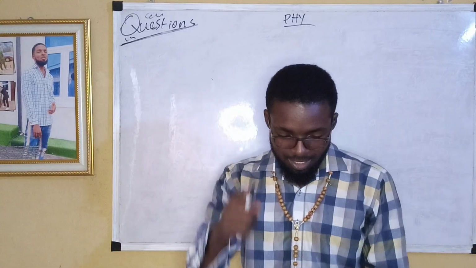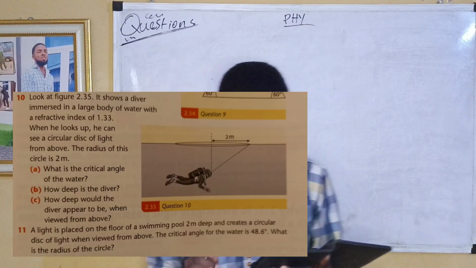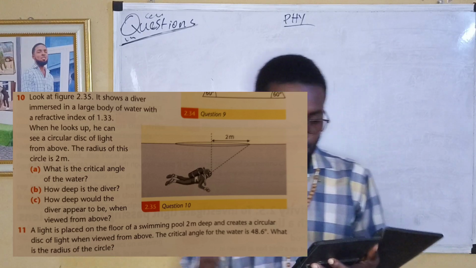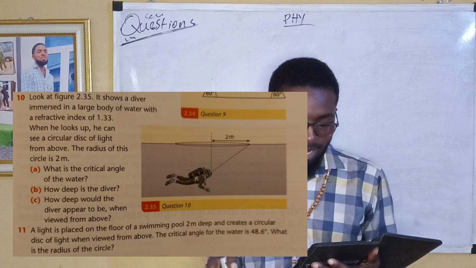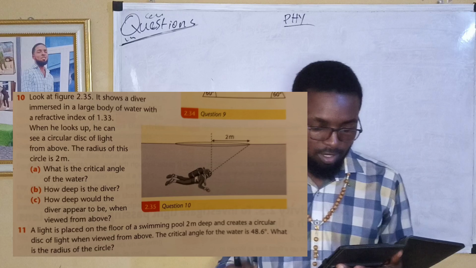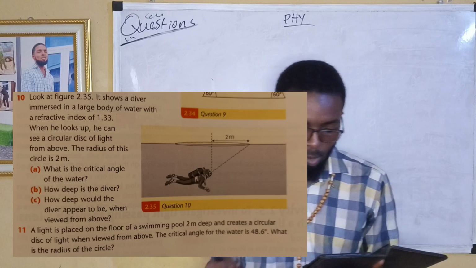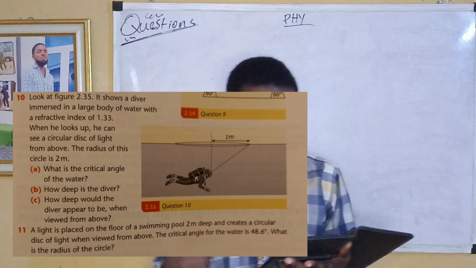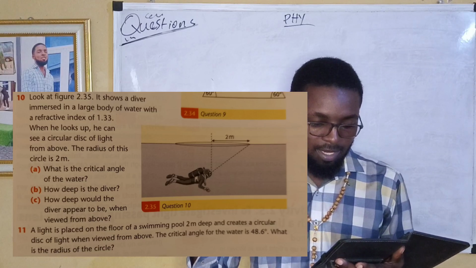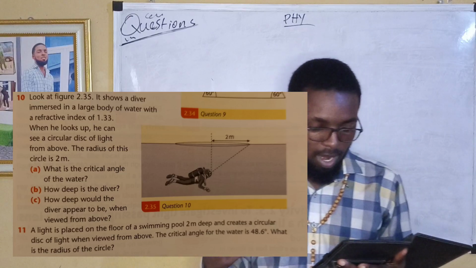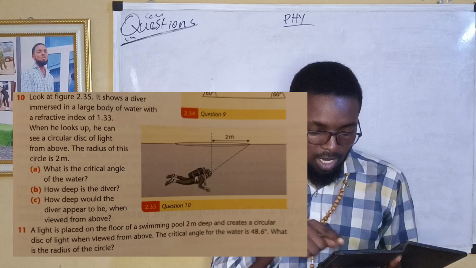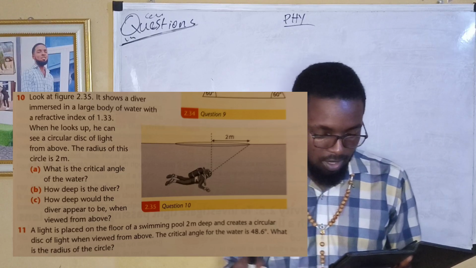All right, no time. Let's take a good look at this question. Question 10. Look at figure 2.35. It shows a diver immersed in a large body of water with a refractive index of 1.33. When he looks up, he can see a circular disc of light from above. The radius of the circle is 2 meters.